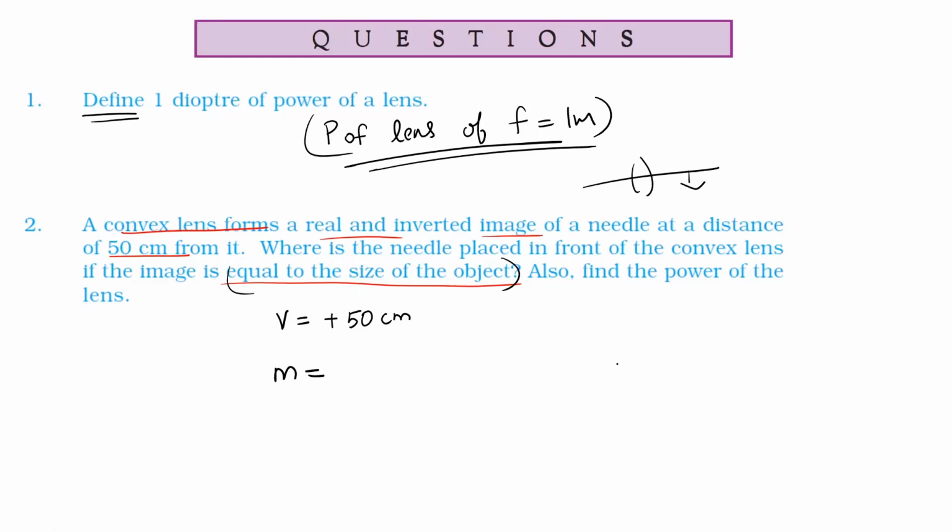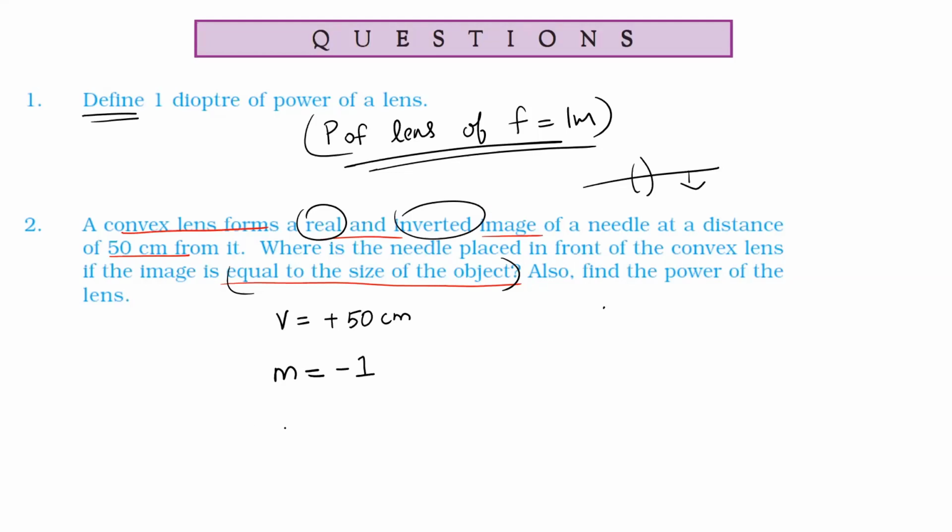Think and answer. Here what is given? Height of image is equal to height of object. Then if I take HI by HO, what is the answer? 1. Yeah, it is 1. Value is 1. What about the sign? If it is real inverted, what about the magnification sign? It will be minus. Yeah, minus. So put minus, as given in the question.